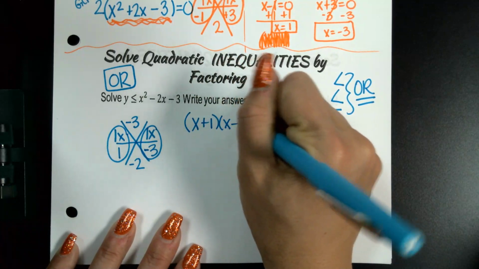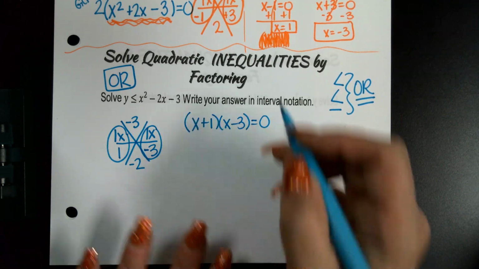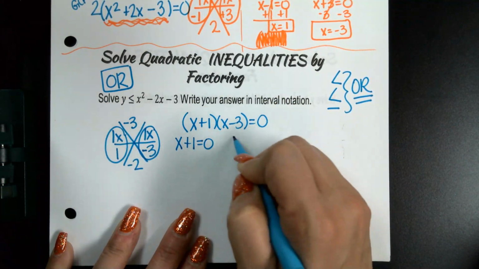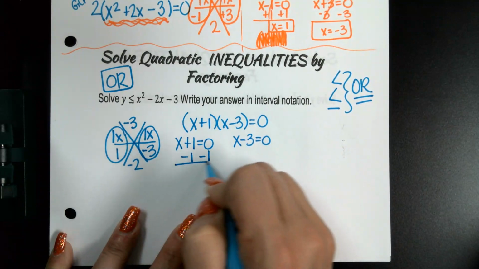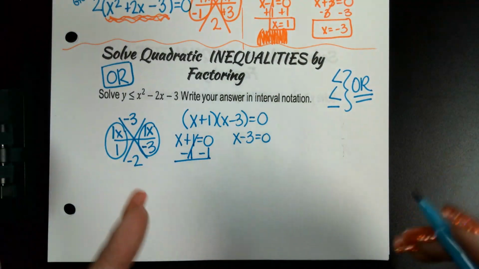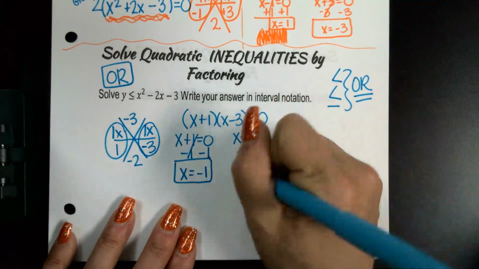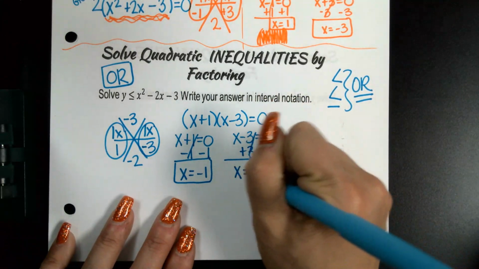So here are my 2 sets. And I know it's not an equal sign, I know it's an inequality symbol, but we're solving it just like we would the equations. So if I had x plus 1 equals 0 and x minus 3 equals 0, we are just doing the same thing we were just doing. So I have x equals -1. And then this one over here, I'd add 3, so I'd get a positive 3 as my answer.